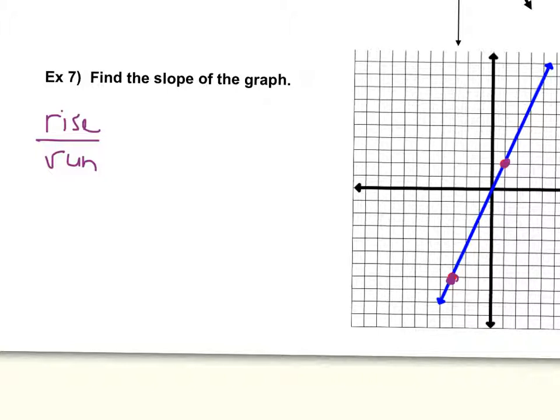So I take the first point on the left, and I'm going to count the rise. 1, 2, 3, 4, 5, 6, 7, 8, 9. So I have a rise of 9. And then I'm going to run. So run 1, 2, 3, 4, and I'm going to run over 4. So the rise is 9 and the run is 4, and that would be your slope. Notice that the line is going up from left to right, so that means you have a positive slope.